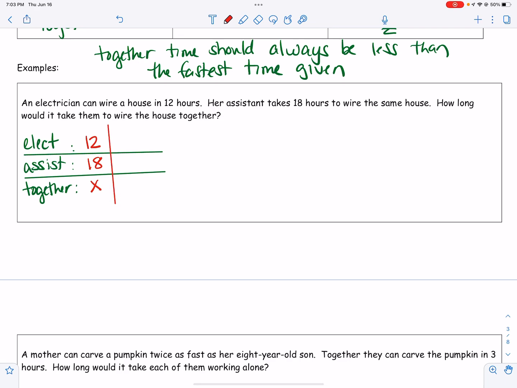Where my equation is going to come from is the unit times. So we turn 12 into a unit time, which means 1/12. We turn 18 into a unit time, which is 1/18, and we turn the together time into a unit time of 1 over X. The electrician's time plus the assistant's time should always equal the together time.